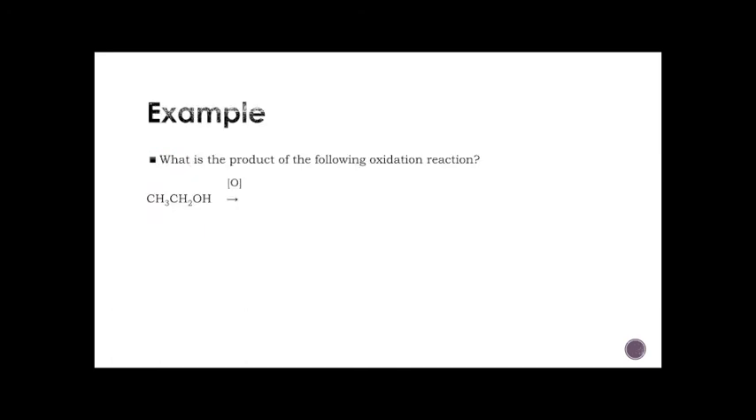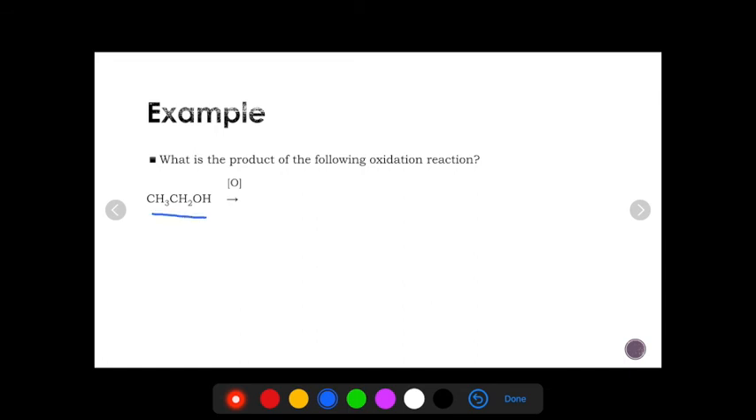Okay, let's try this one here. What is the product of the following oxidation reaction? So this is a primary alcohol, right? So that's the first thing we want to establish. It's a primary alcohol. So when it's oxidized, the hydrogen from the carbon, just one hydrogen, and the hydrogen from the oxygen are removed, and then we get CH3, C, the double bond O, and then H. So that's our aldehyde.